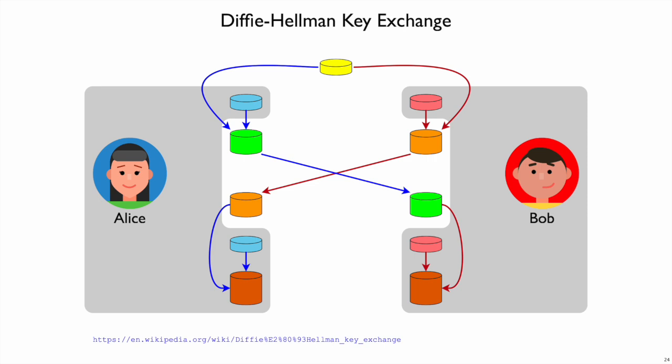So Alice can take the orange paint, mix in her special blue, and get some sort of brown out. Bob can do the same thing with the green. He's going to mix his red into green and he'll get exactly the same brown. This brown is now the shared secret.